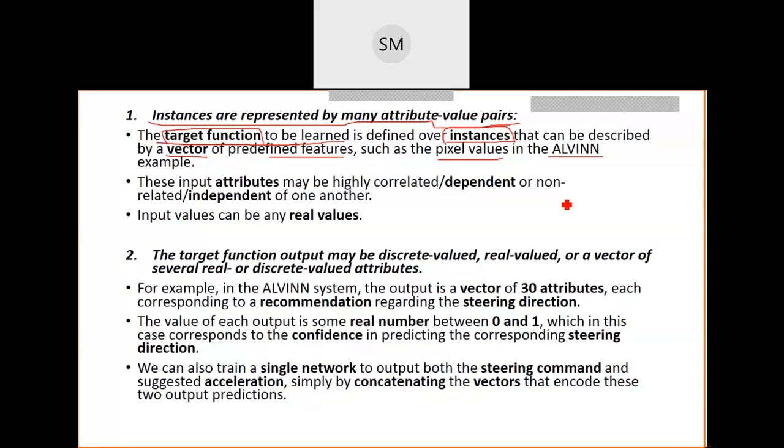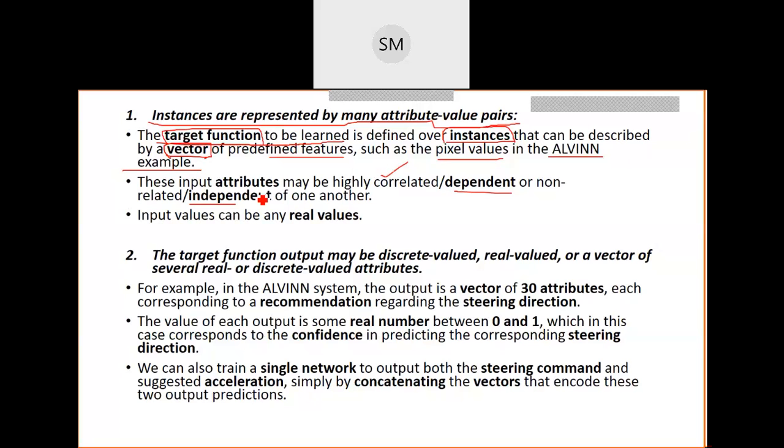In our example ALVINN system, the pixel values are the examples for these instances, represented in the form of a vector. These input attributes may be highly dependent or independent. Just remember these two words: correlated or non-related. The inputs we give to our problem may sometimes be dependent, sometimes independent. It means one pixel value may depend on its previous pixel, or some value may not depend on other pixel values.